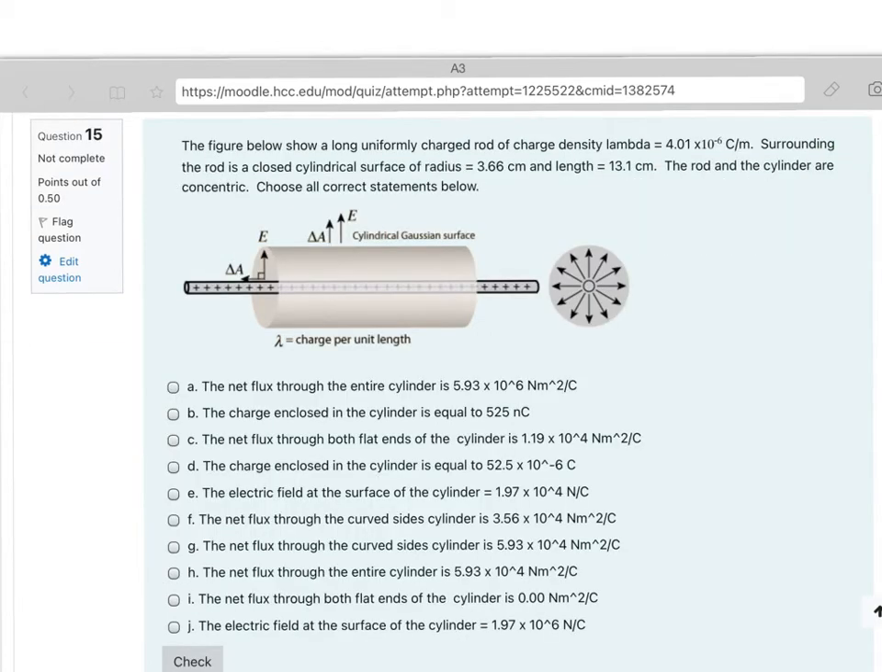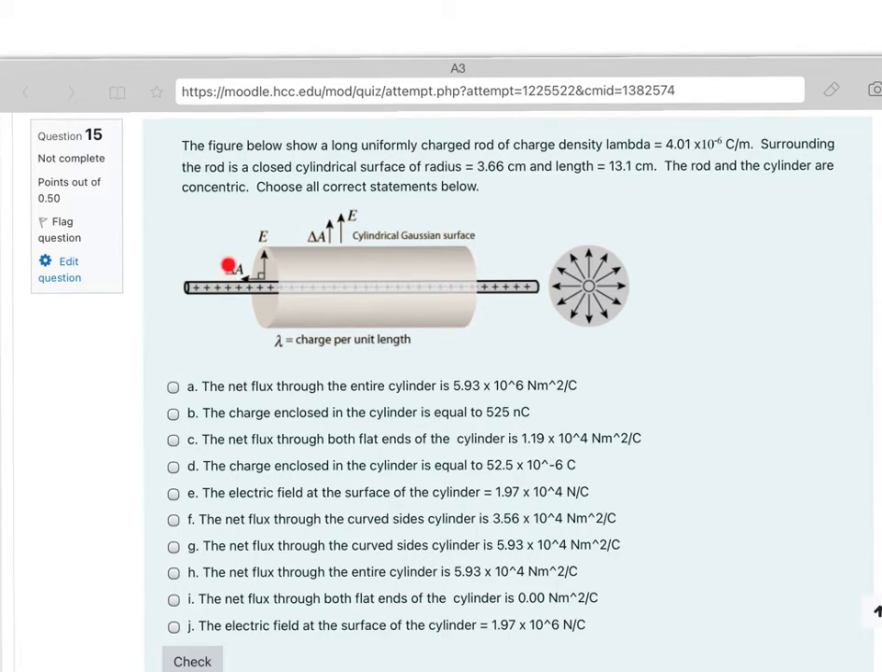So for this one, it's important that you can visualize what the field around a long charged rod looks like. The field lines go out from the rod. Looking down the axis of the rod, you would see something that looks like a point charge. The field lines are spreading out in all different directions. This would be like, I don't know, like a pipe brush or something.